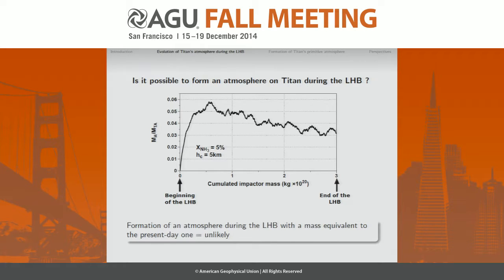We first investigated if it was possible to form an atmosphere on Titan during the late heavy bombardment. Here I present one of the simulations that is most favorable to the emergence of this atmosphere. Here you see the cumulated impactor mass, which you can see as the advancement of the late heavy bombardment. And here you see the atmospheric mass divided by the present-day Titan's atmospheric mass. We see that the generated atmosphere does not exceed 6% of the present-day Titan's atmospheric mass. So we concluded that the formation of a massive atmosphere during the late heavy bombardment was unlikely.